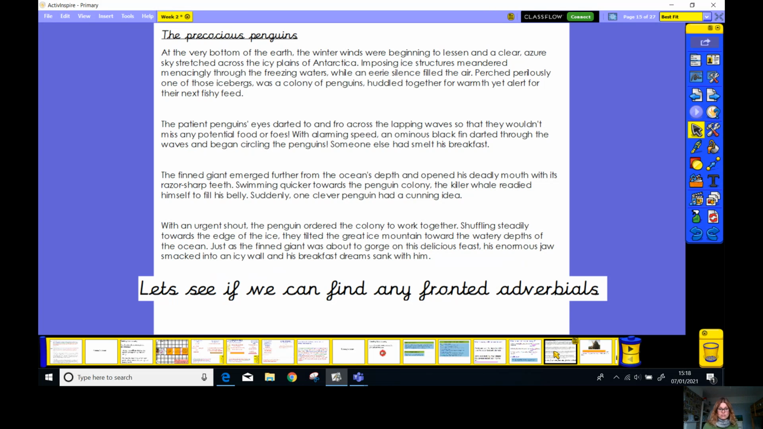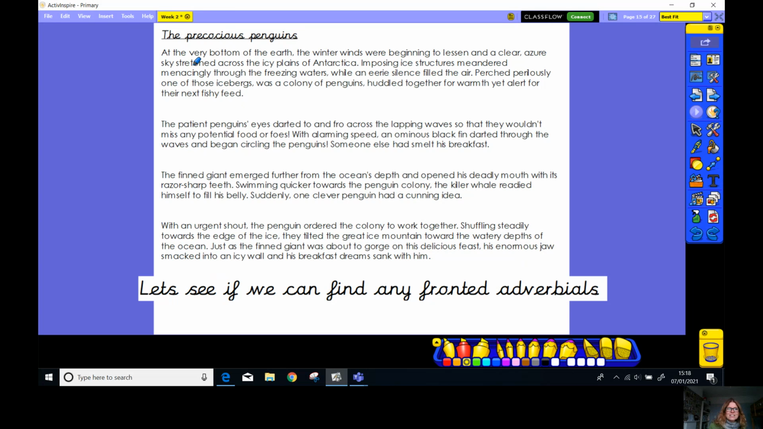Okay, now we're looking for fronted adverbials. The clue is that it's an adverbial that's at the front of a sentence. We don't have to look very far to find them. They should be quite straightforward to find, but not everything at the start of a sentence is always a fronted adverbial, so be careful when you're doing it. I'm going to find one to start you off, and then I'd like you to pause the video and see how many more you can find.